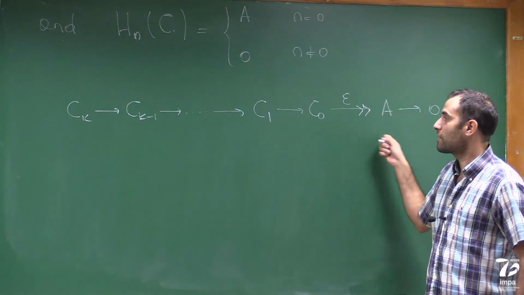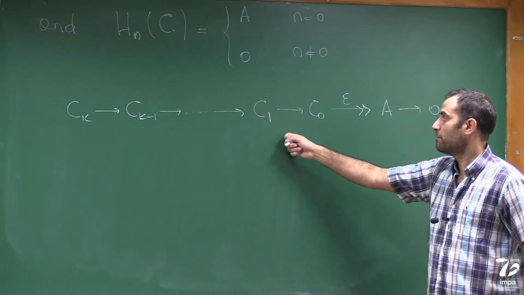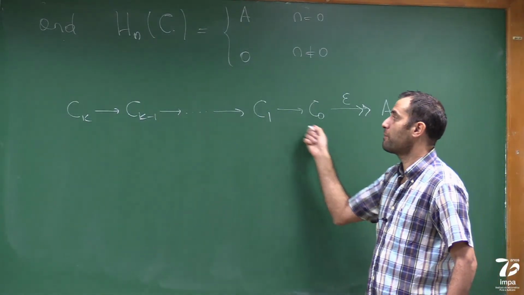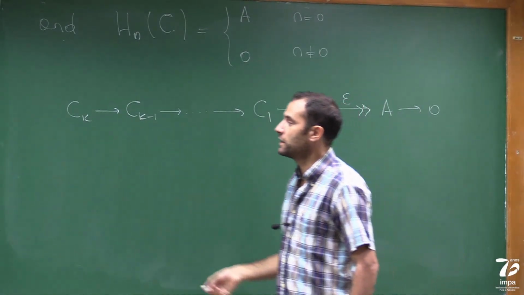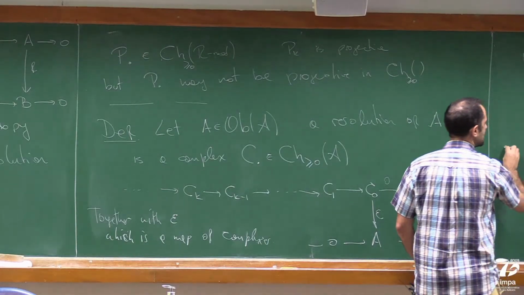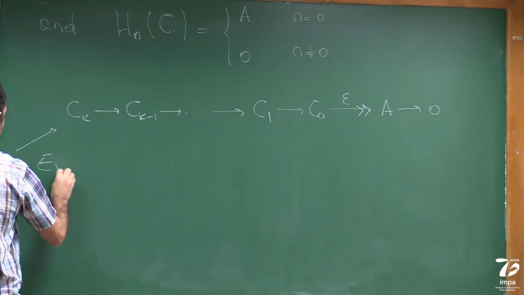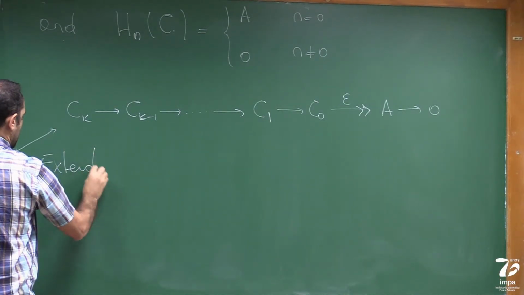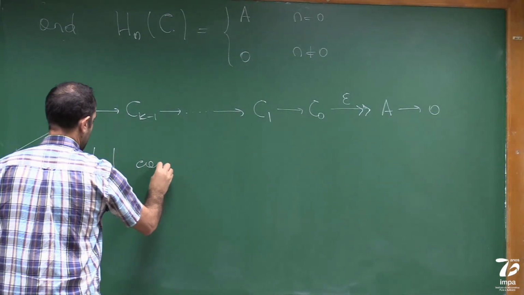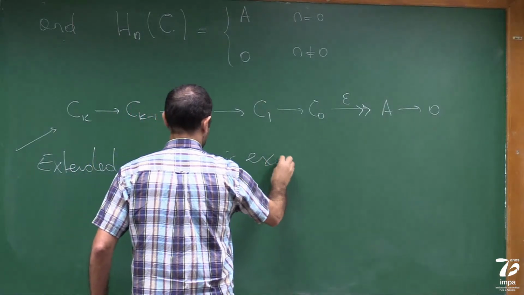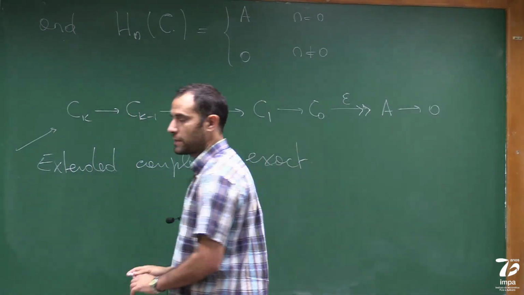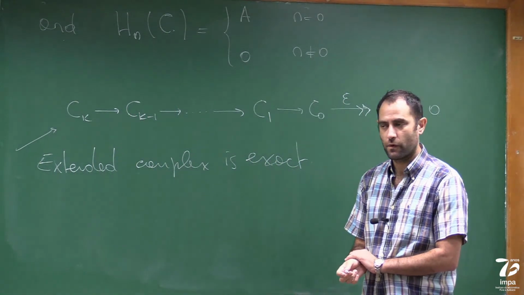So now this complex here, which is extended, became exact because the kernel of this map was already equal to the image of this map by this condition. So this is equivalent to having a resolution, that this extended complex is exact. So that's a resolution. All right.